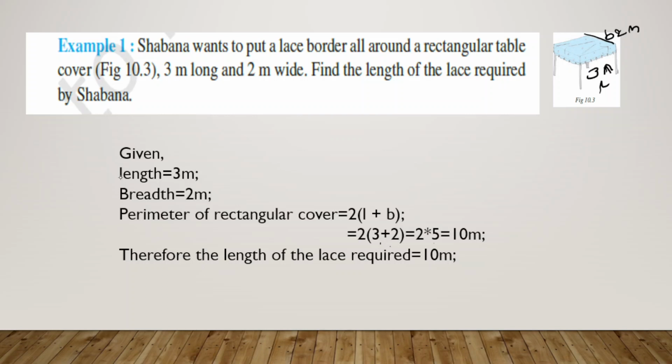Here, given length equal to 3 meters and breadth equal to 2 meters, you know that the perimeter of a rectangular cover is 2 into (L plus B). Let's substitute these values of L and B. Here L is 3 and B is 2. So this is nothing but 2 into 5, that is 10 meters. So Shabana wants a 10 meters long lace border.